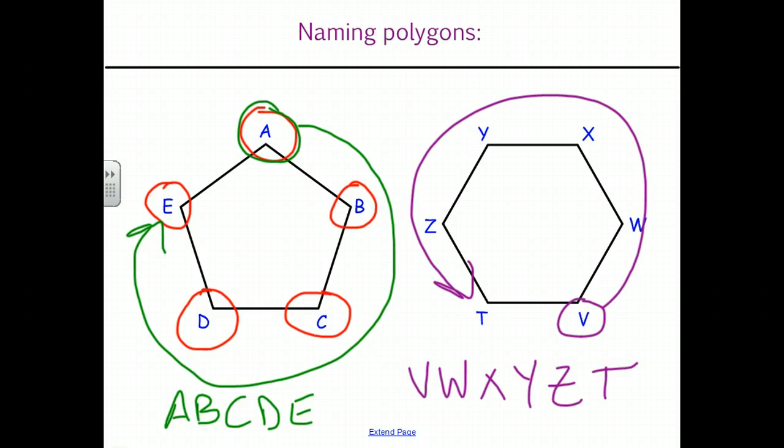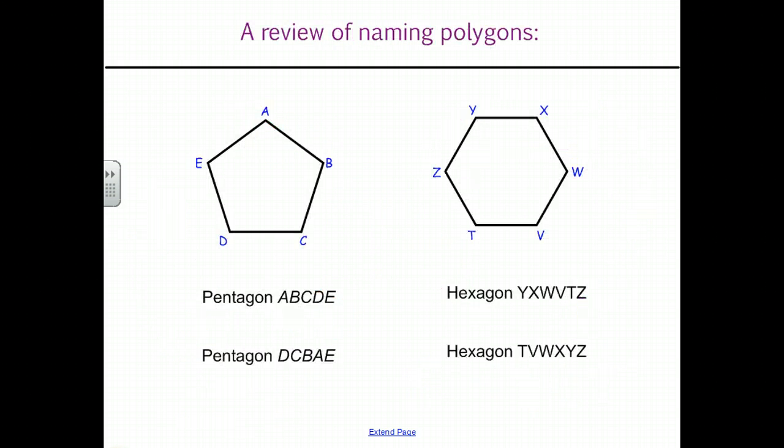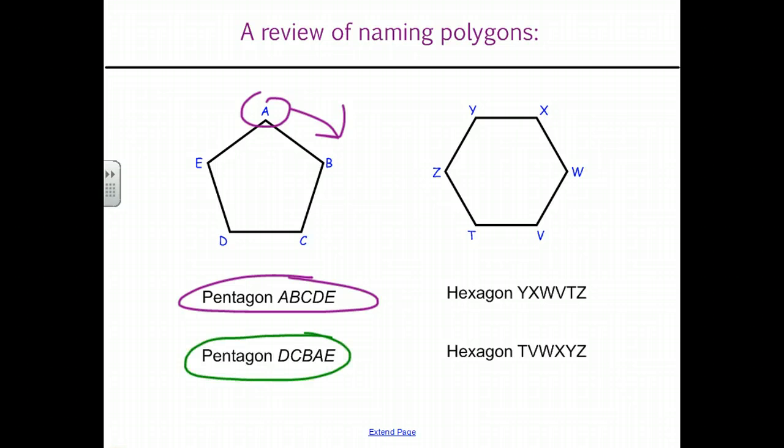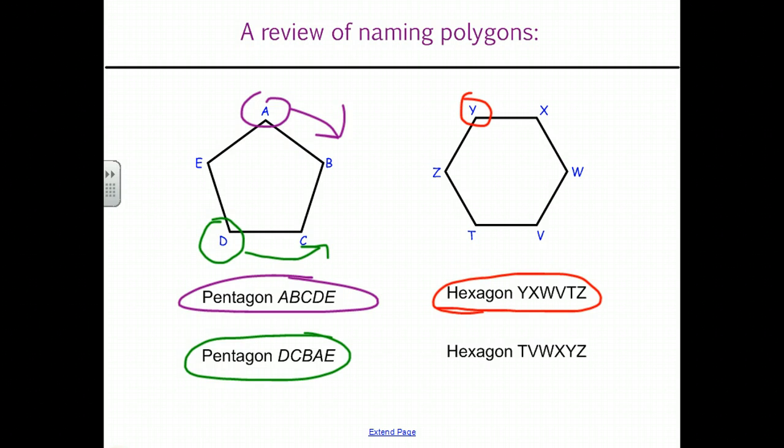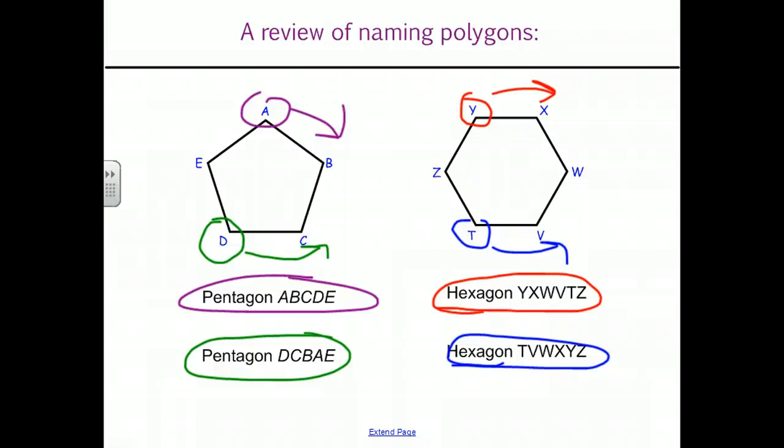So to name any polygon, all we do is choose a vertex or a point to start off with, and we move along the edge of the shape until we get back to the point that we started from. Again, the pentagon to the left could be named A, B, C, D, E if we started at A and went clockwise. It could be named D, C, B, A, E if we started at D and went counterclockwise. Similarly, hexagon Y, X, W, V, T, Z could be named this if we started at Y and went clockwise. Or if we started at T and went counterclockwise, we would have T, V, W, X, Y, Z. So go ahead and pause the video and come up with two new names for each of these polygons, remembering that polygons are named by choosing a point, starting at that point, and moving along the edge of the shape until you get back to where you started.